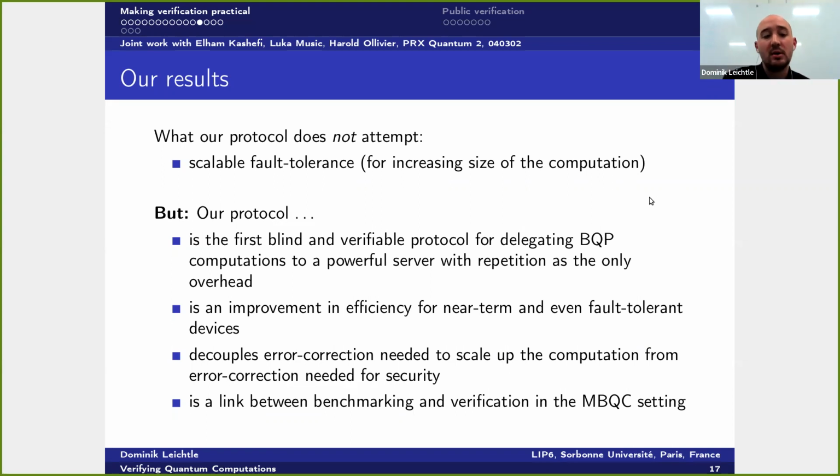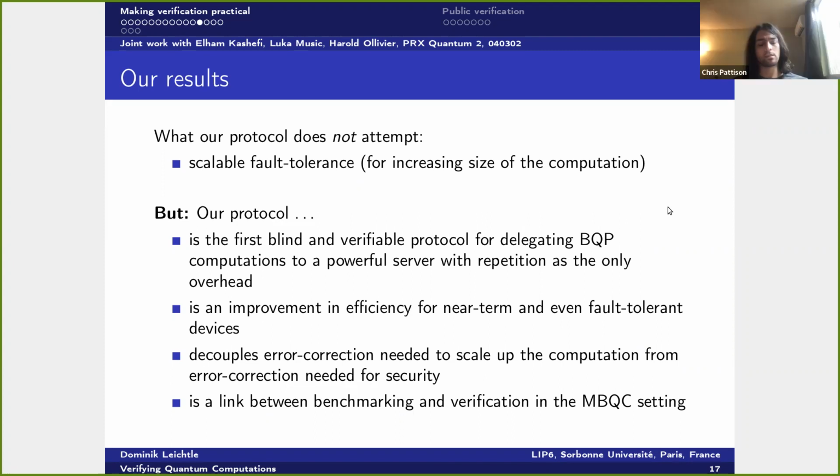So in a way, one can probably also see this as a link between full-fledged verification, which we get because we have these strong security guarantees, and benchmarking, on the other hand, which is much more efficient but doesn't have the guarantees. Our protocol is probably having the efficiency of benchmarking and the guarantees of verification, in a way, one could say.